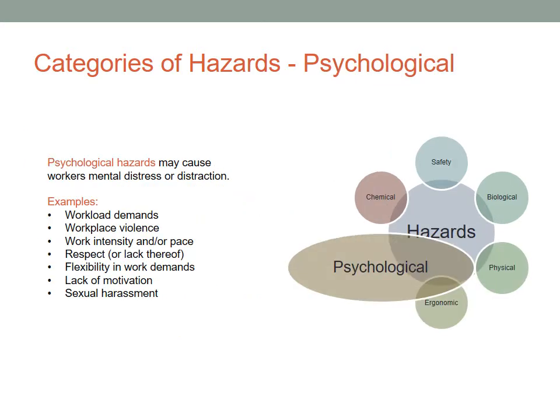Psychological. Psychological hazards may cause workers mental distress or distraction. Examples include workload demands, workplace violence, work intensity and/or pace, respect or lack thereof, flexibility in work demands, lack of motivation, and sexual harassment.